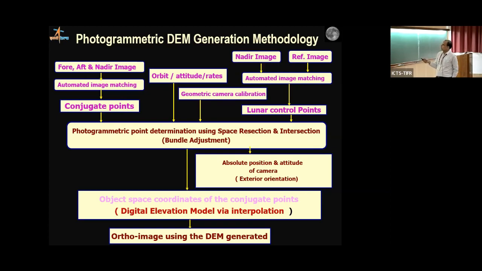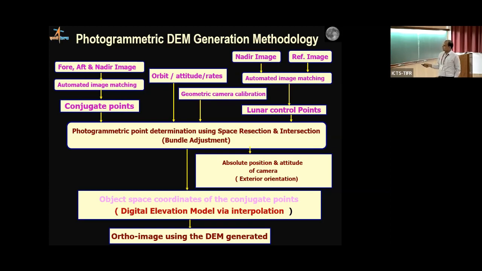And then use the orbit attitude and rates, whatever we got from the sensor model. Then another one: whatever I told earlier about how we generate our control points, we take the nadir image and the reference image of Selene or LRO WAC or Clementine, and match it. Then use photogrammetric point determination using space resection and space intersection. Do the bundle adjustment, and finally on all conjugate points, on those point clouds, we generate the height. So we now have latitude, longitude, and height of a large number of points.